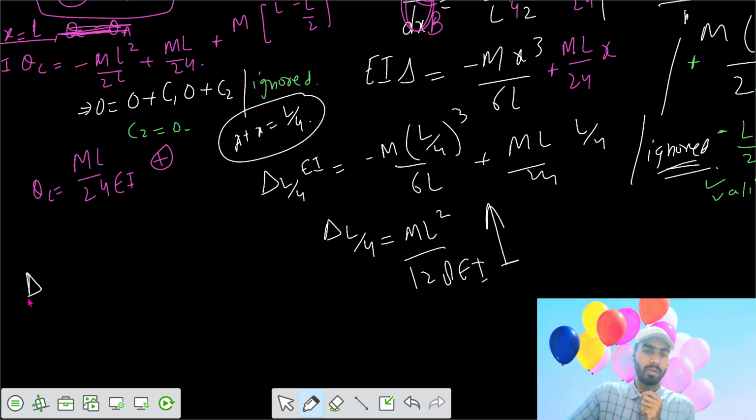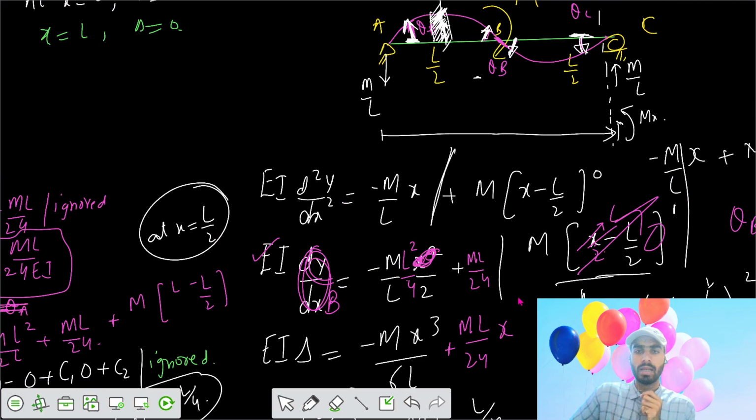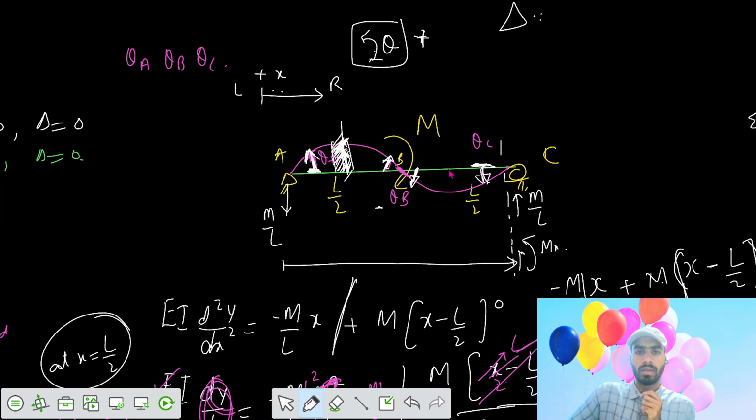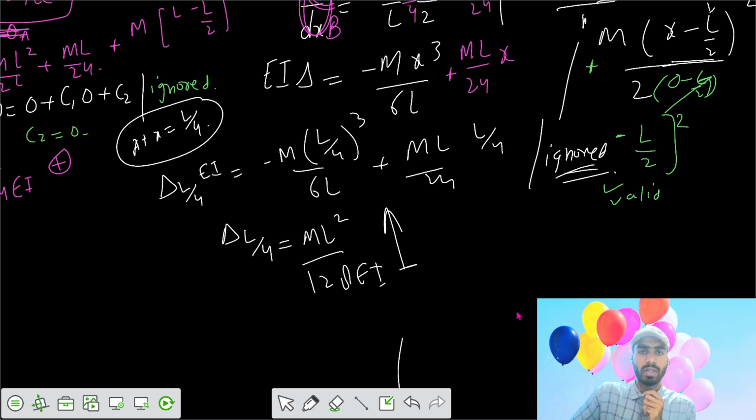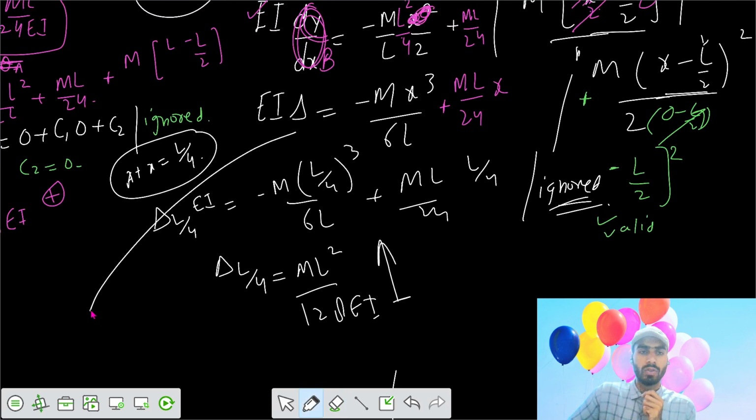Similarly, we can get the value of delta at 3L by 4, that means at the span, that third part. We can get the value of delta there, that is negative, which means it is downwards. At x equals 3L by 4, you have to substitute the value of x equals 3L by 4 in this equation. You can get the value of delta at 3L by 4 comes out to be equal to minus ML squared by 32 EI.